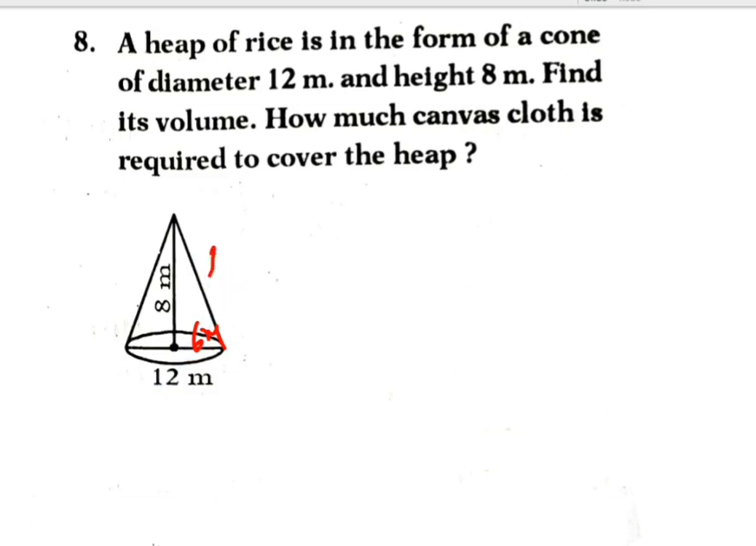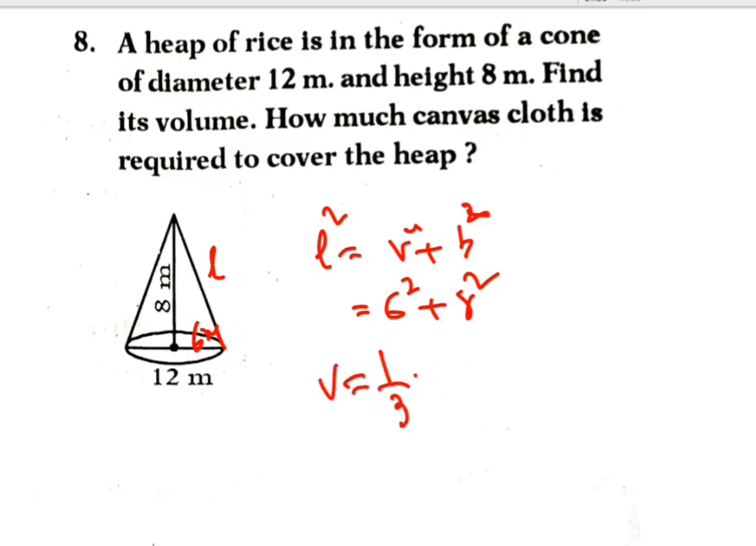And the slant height we need to find: L square is equal to r square plus h square. So r square is 6 square plus h square is equal to 8 square. Okay, here he asked only volume. The volume of the cone is 1 by 3 pi r square h. We have height already, radius is there.